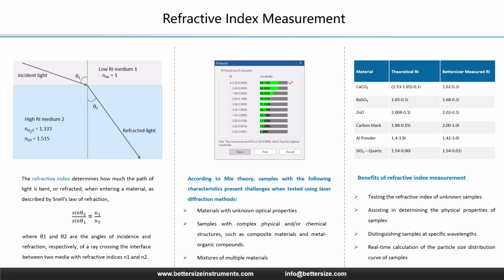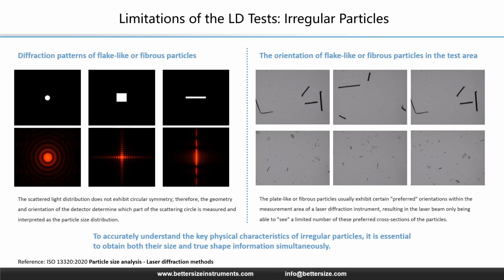Look at the screenshot in the middle. The system analyzes your sample and calculates potential refractive index values. It then assigns a credibility score to each one, shown here by the green bars. You simply choose the value with the highest credibility. As you can see in the table, our measured values match the theoretical standards almost perfectly. We turn a complex optical question into a simple, confident choice.